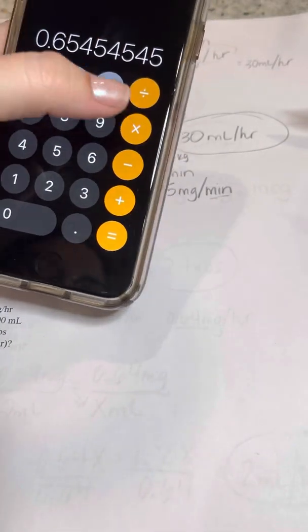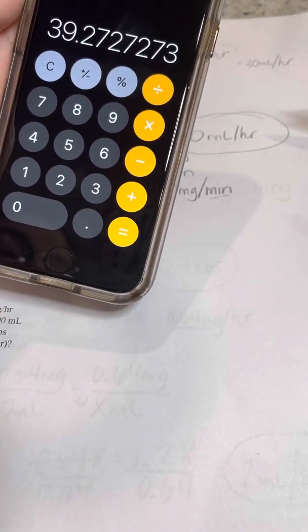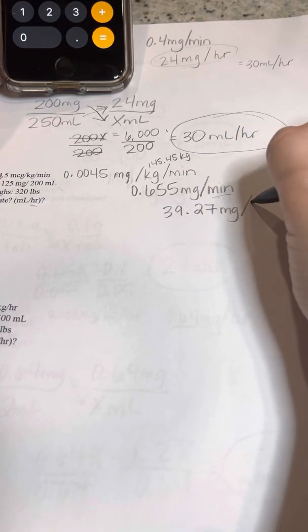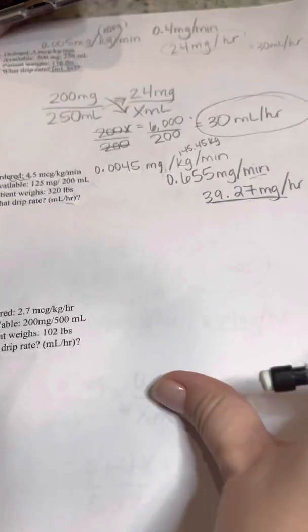So again, we're going to multiply this by 60 to get it in hours. We still have it in our phone. Times 60 is 39.27. 39.27 milligrams per hour is how much our patient needs. Now we're in hours, so we're good. This is how much they need. It's a lot of work, isn't it?